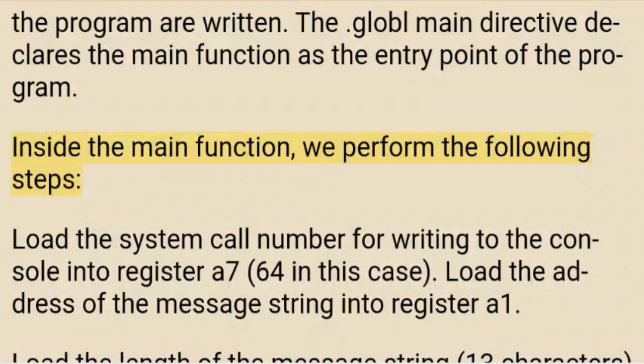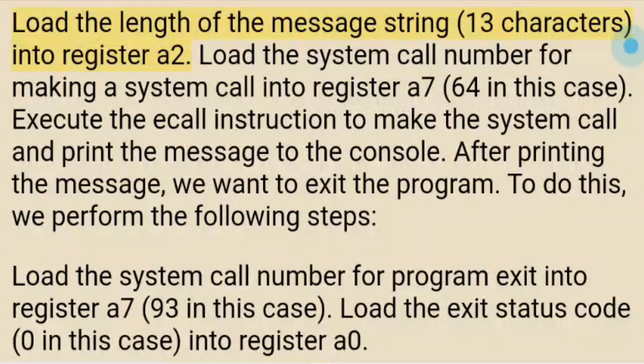Inside the main function, we perform the following steps. Load the system call number for writing to the console into register a7, 64 in this case. Load the address of the message string into register a1. Load the length of the message string, 13 characters, into register a2. Execute the ecall instruction to make the system call and print the message to the console.